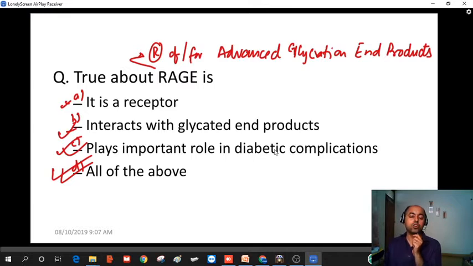RAGE is a new topic, a lot of research is going on, and now we are expecting some drugs also which act on the RAGE to modify the complications in the diabetic patient. They will not control the diabetes, but they will modify the complications in the diabetic patients. So you should know that RAGE is the target for a new class of drugs to modify the diabetic complications.